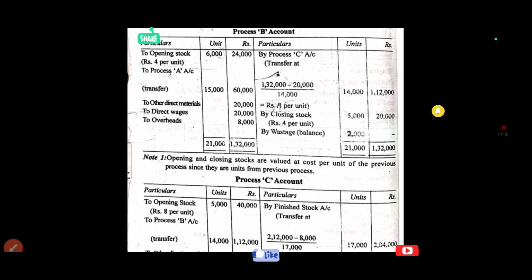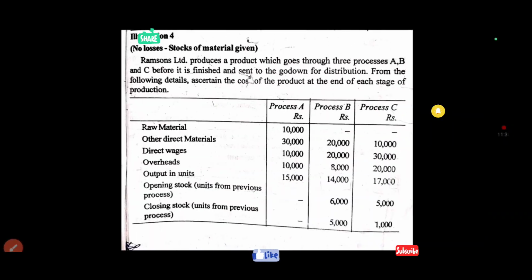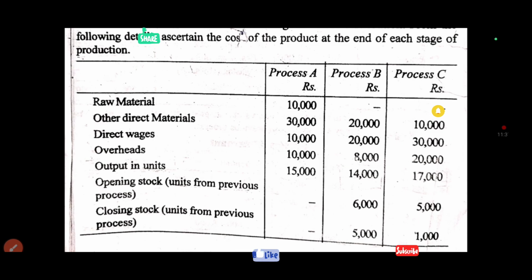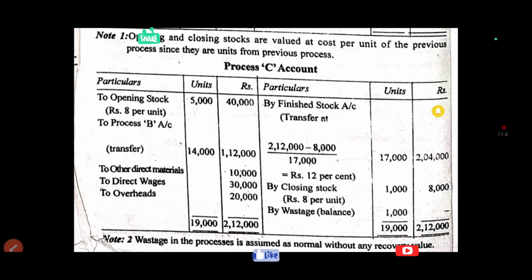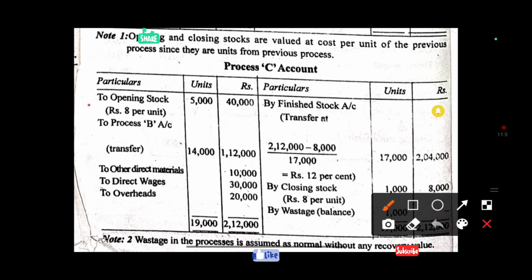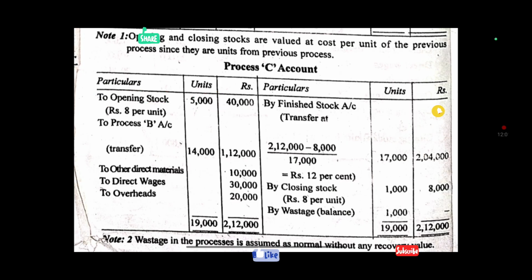Okay, let's come to the process C account. How many units have they given as the opening stock? 5,000 units. Whenever they have given the opening stock, the first entry you are going to start with is the opening stock on the debit side. So in the process C account, you always start with the opening stock. If they give the opening stock value, you start with it. Let's start: to opening stock, how many units have they given? 5,000 units.